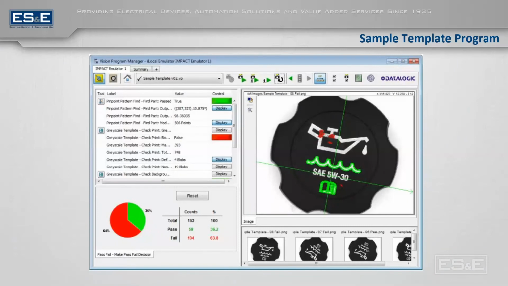You can get this output on a display module on your floor, or if you pull up the DataLogic machine vision software, you can take a look at it like this. You see you have the object you're inspecting, you have previous images down below, and you also have real-time monitoring and statistics over here on the bottom left with the pie chart. You have your total counts, you have your passes and your fails.